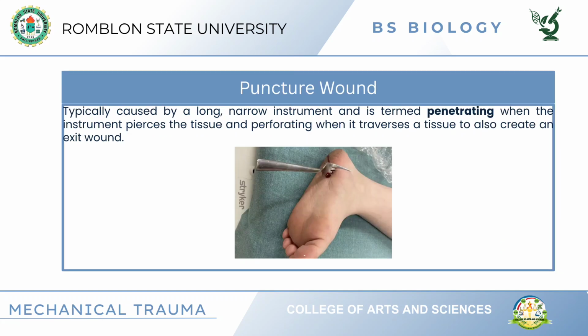So another pattern of injury is puncture wound. So it is typically caused by a long narrow instrument and is termed penetrating when the instrument pierces the tissue, kagaya nung nasa image. And perforating naman when it traverses a tissue to also create an exit wound. So another example of puncture wound is gunshot wounds.